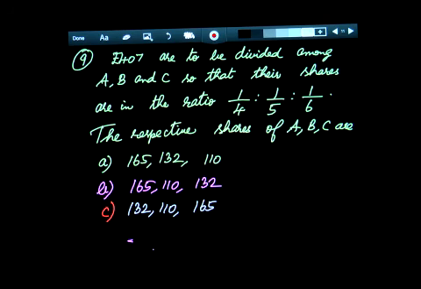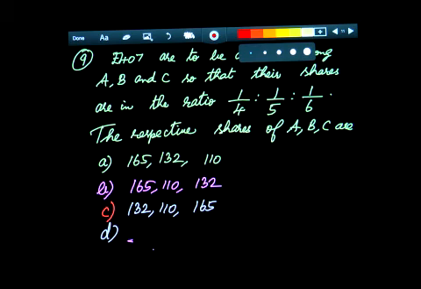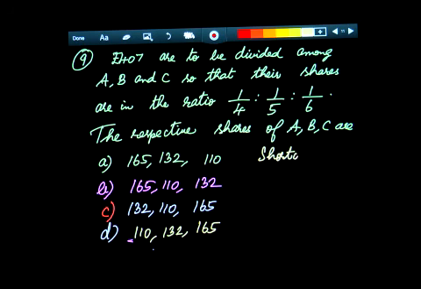Option A 165, 132, 110. Option B 165, 110, 132. Option C 132, 110, 165. Option D 110, 132, 165. So after finding the LCM for 4, 5, 6, we will be arriving at 60.